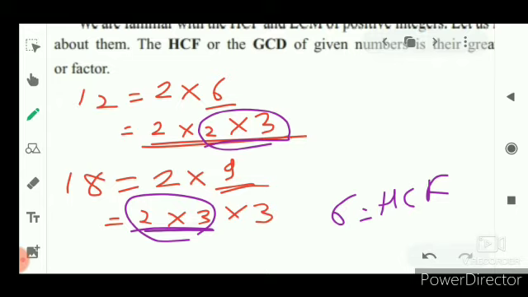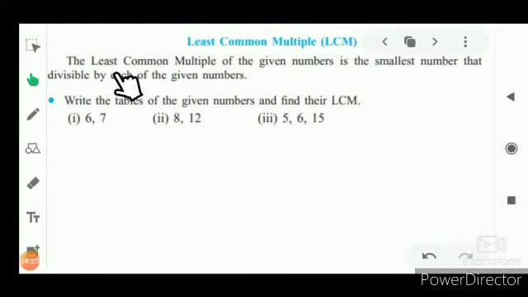Now let's see what is the LCM of two given numbers. The LCM, or least common multiple of given numbers, is the smallest number that is divisible by each of the given numbers. For example, if we take the LCM of 6 and 7, then we have to choose a number which is divisible by both 6 and 7. If we take the LCM of 8 and 12, then we have to choose a number which is divisible by both 8 and 12.